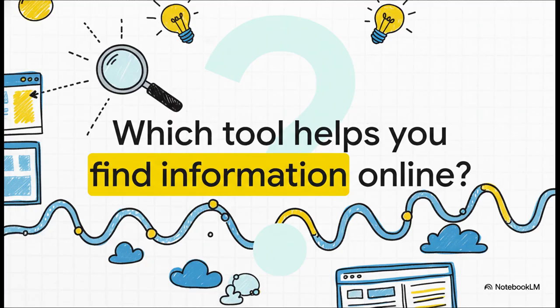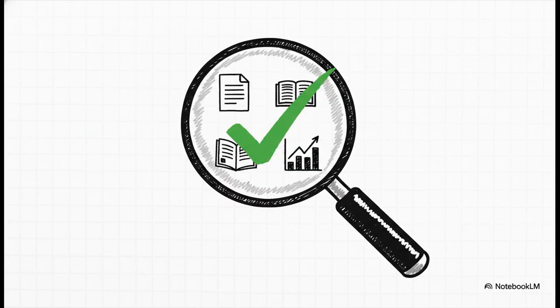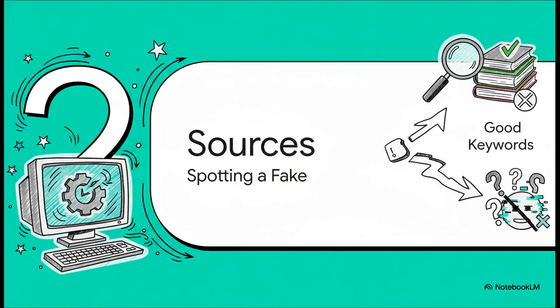Super simple. Based on what we just talked about, which one of these helps you find info online? And yep, the answer is B, search engine. That's its whole job. A word processor is for writing, a calculator is for numbers. Easy peasy. All right, so now you're getting great results, but how do you know which ones to actually trust?